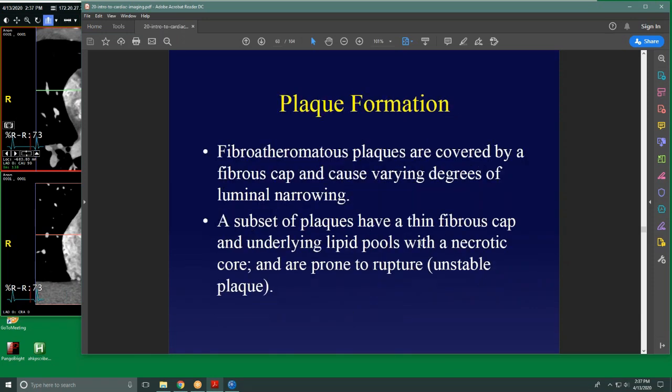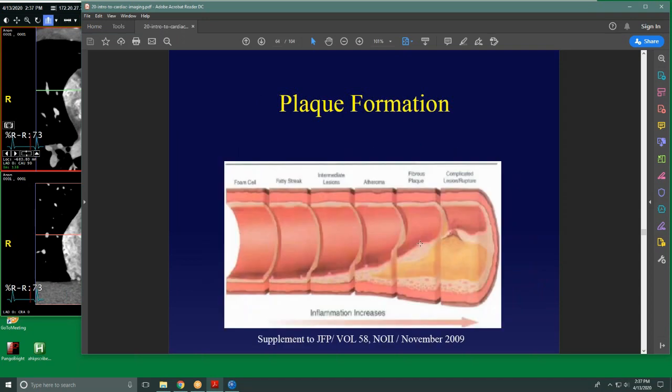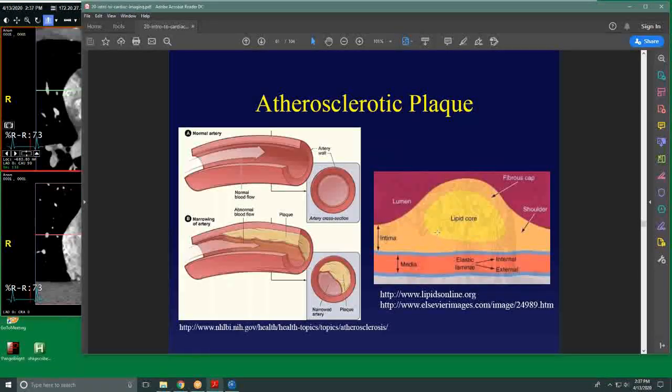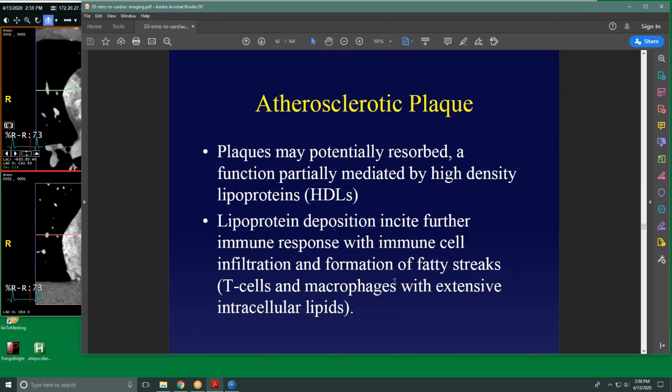And I think I talk a little bit more about the plaque structure here, but basically you've got your intima here, you get lipids deposited in your intima, and you get this fibrous cap over it, which basically tries to protect your body from the thrombogenic lipids, okay? And these may be resorbed, and this is partially mediated by high density lipoproteins, remember the good HDLs.